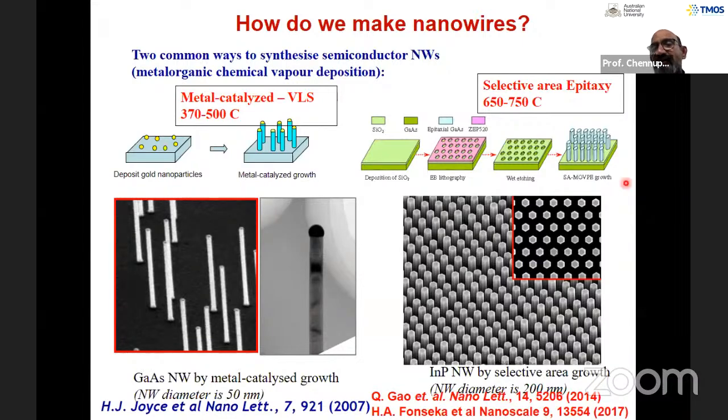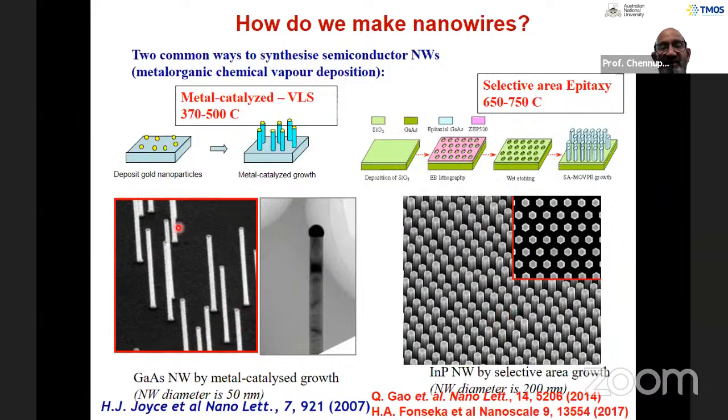And again, in the case of selective epitaxy, we have shown nanowires as small as 70 nanometers, as big as 700 nanometers or so. So you can use either of the techniques depending on what you want to do. You can choose whichever you want. And in this case, because you created ordered patterns, you create ordered patterns of the nanowires.